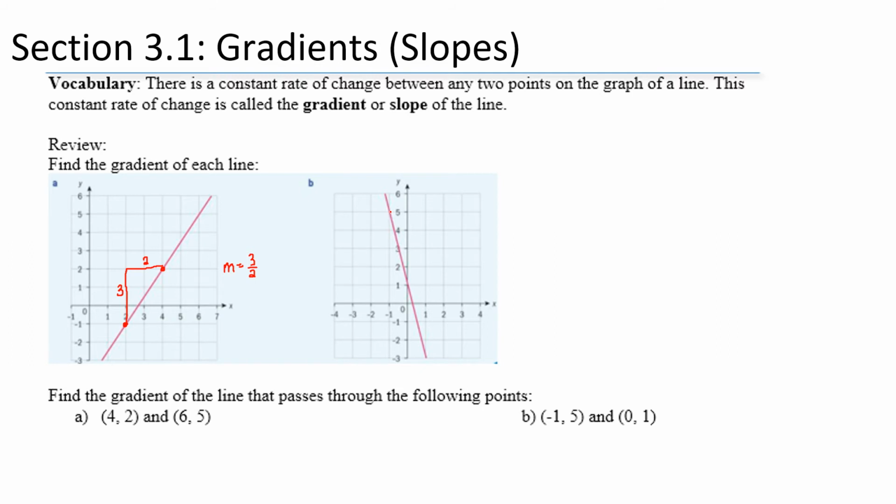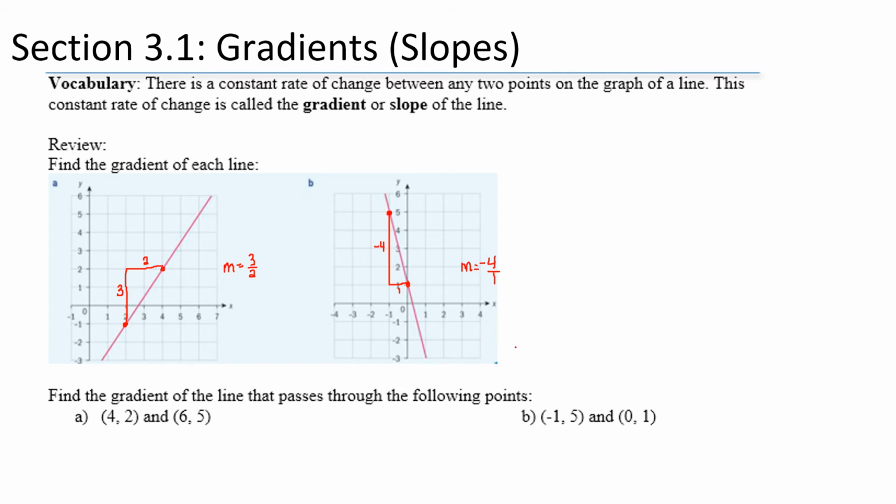On this graph, I can see a nice point here, and I see a nice point here. And so my rise over run, I went down 4 and over 1. So my slope would be -4 over 1.